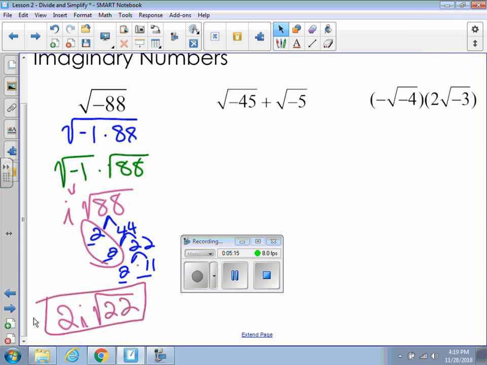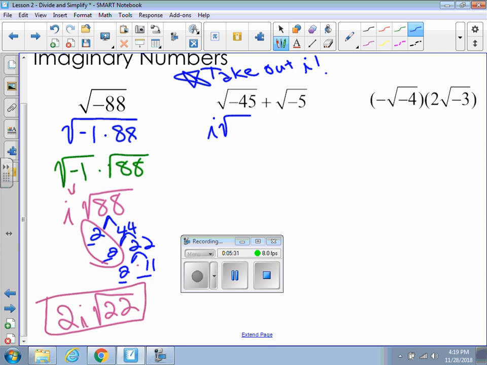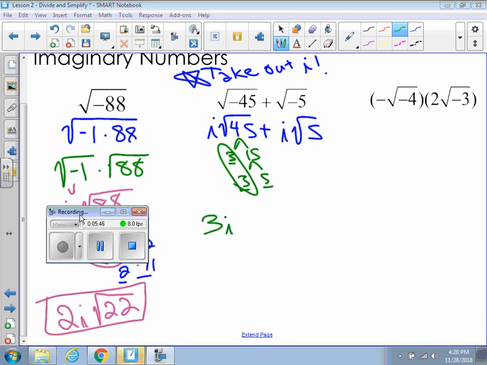And there we go. So basically what we need to remember is take out an i first when you have an even root of a negative number. So the square root of negative 45 is the same as i square root of 45. The square root of negative 5 is the same as i square root of 5. Now simplify. So 3 and 15, 3 and 5, rules of the game are pairs, 2 of a kind. You take out a 3, there's already an i there, we're left with the square root of 5. Over here, this 5 can't break down any further, so we just bring it down.